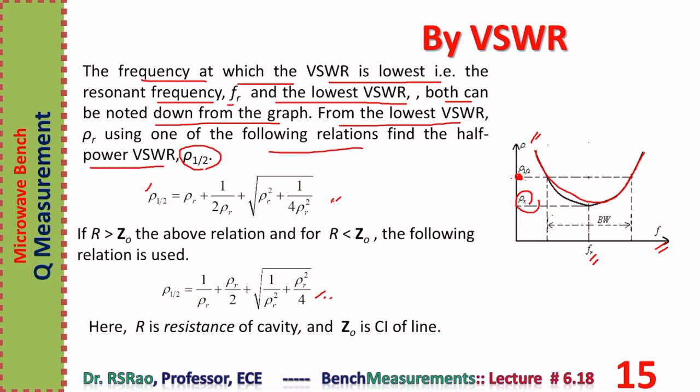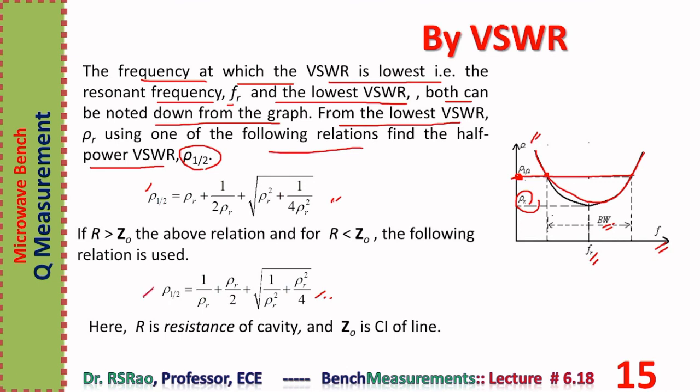Now, if you draw a straight line at this value, you can find this straight line cutting the curve at two frequencies. These two frequencies are the 3 dB frequencies. The distance between them is the bandwidth. Already we know the FR value. Now the bandwidth is also known. With the values of these two parameters, one can compute Q.